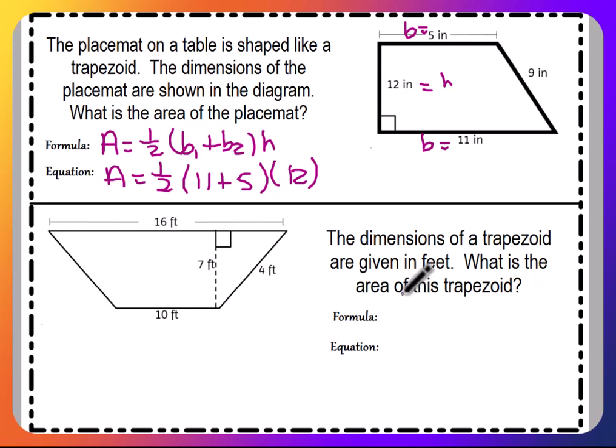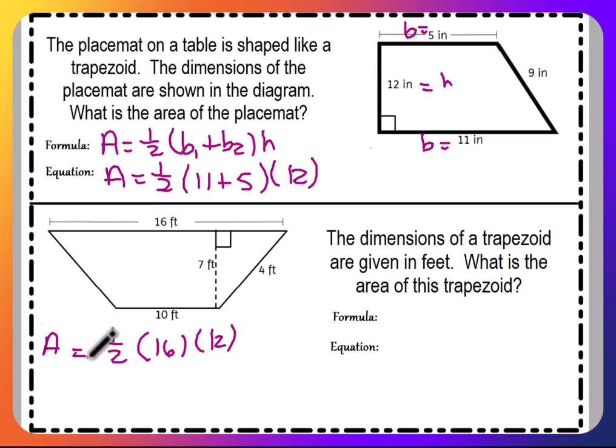So solve using order of operations. I don't have a lot of room, I apologize. I'm going to go ahead and continue down here where there's some space. So order of operations says to do your parentheses first. So 1/2, 11 plus 5 is 16, times 12.